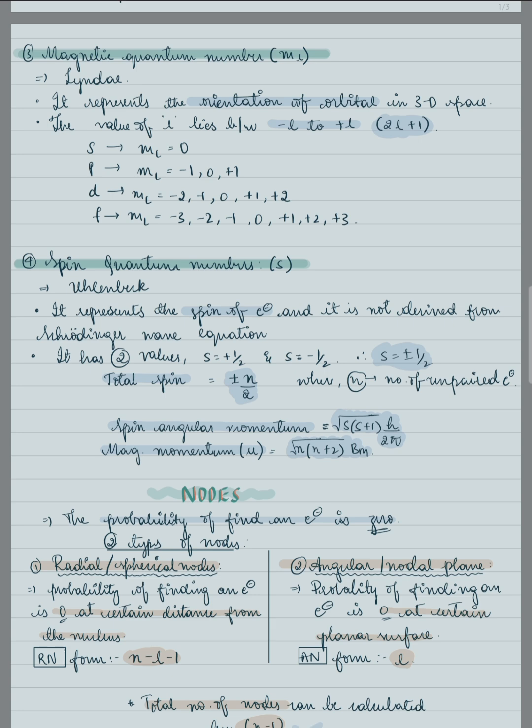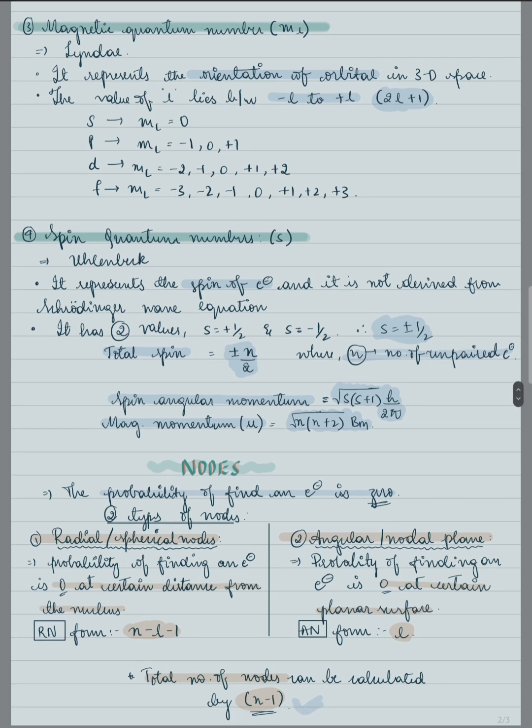Total spin you can get when the value of n is given, plus or minus n by 2, where n is the number of unpaired electrons. Yeah, number of unpaired electrons, it's really important. Spin angular momentum is given by under root s into s plus 1, h upon 2 pi. And the magnetic moment mu is given by under root n into n plus 2 Bohr magneton. Please don't confuse this n with the principal quantum number. It is the number of unpaired electrons, okay?